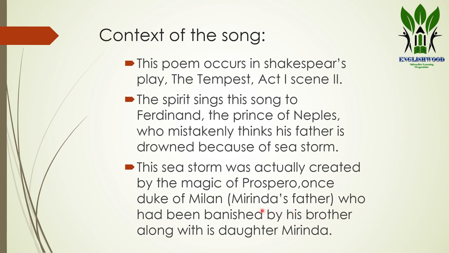So in order to take revenge, since he had been banished by his brother, Prospero, the main character of the Tempest, created the sea storm with his magical power when Ferdinand, Prince of Naples, and his father and other people were traveling. He had been practicing various supernatural powers while banished on the island.